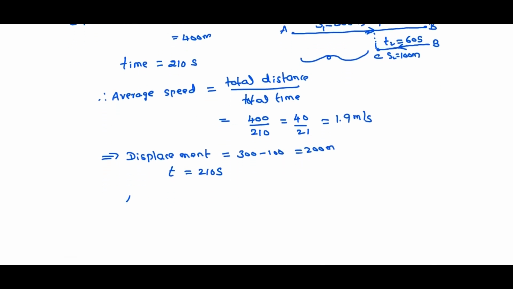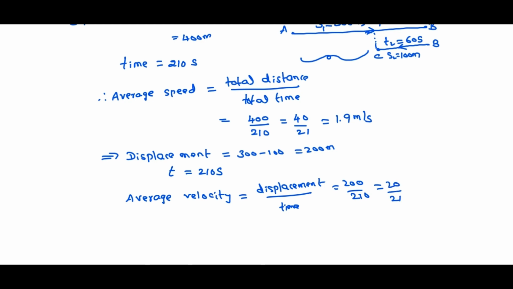Therefore, average velocity is equal to displacement divided by time, that is 200 divided by 210, that is 20 divided by 21. It is nearly 0.95 meters per second.